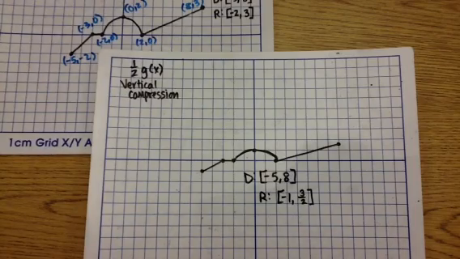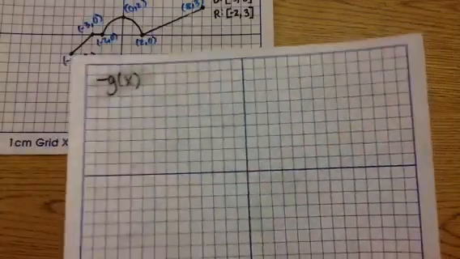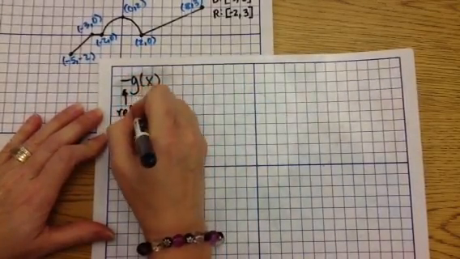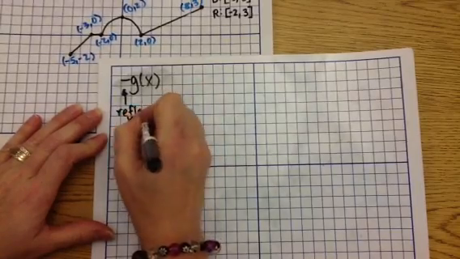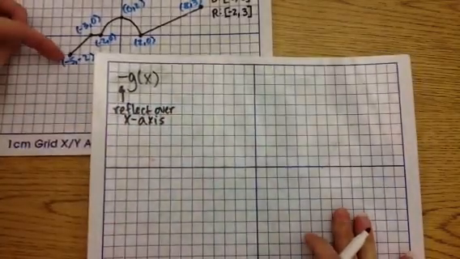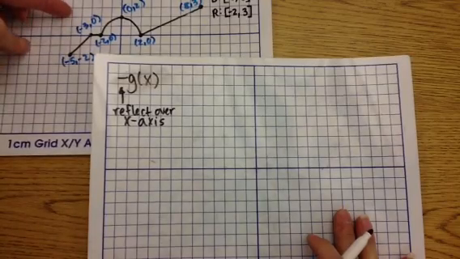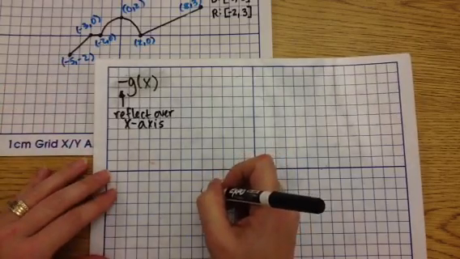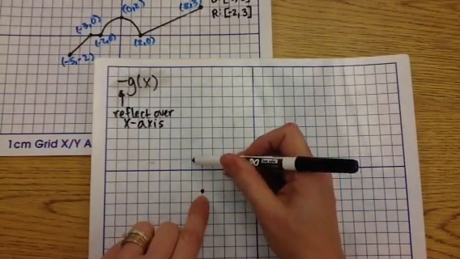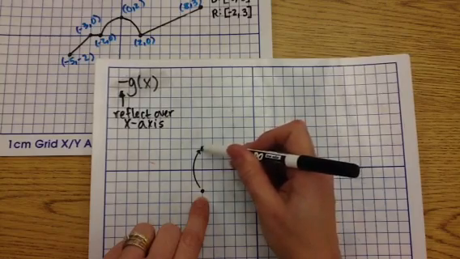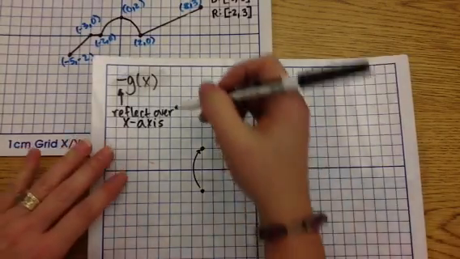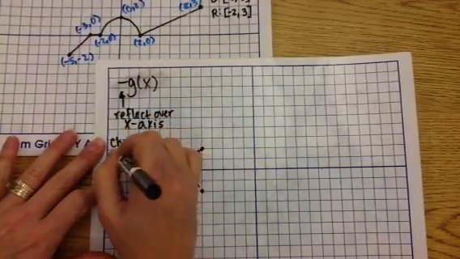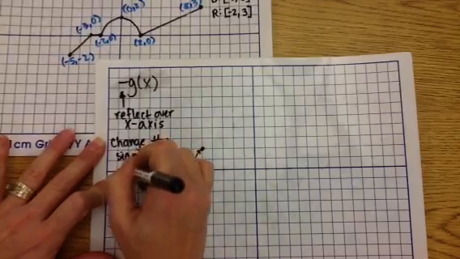Okay, the next transformation is going to be -g(x). Now, -g(x) is a reflection over the x-axis. So each point is going to just mirror over the x-axis to the other side. So instead of being at (-5, -2), when I reflect that over the x-axis, it's going to go up here to (-5, 2). So all we're going to do to reflect over the x-axis is change the sign of the y values.